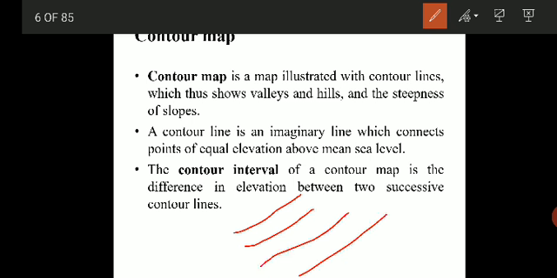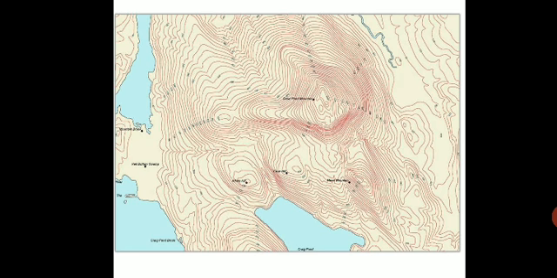Suppose these are the contour lines: 800, then 900, then 1000, then 1100. Then what will the contour interval be? It is the difference between any two successive contours. Here it is 100. The contour interval is 100. So this is a contour map wherein you can see only the contours. This is how it looks.